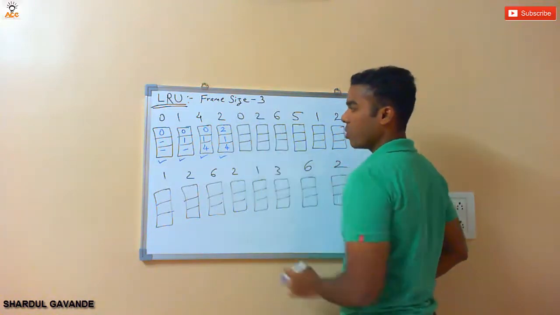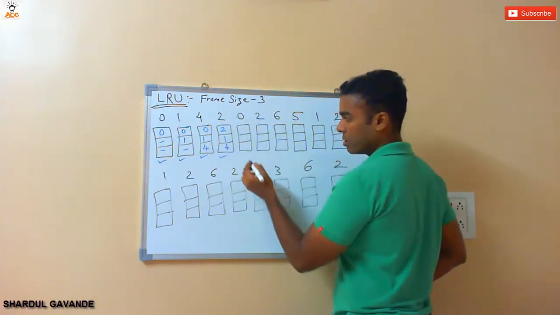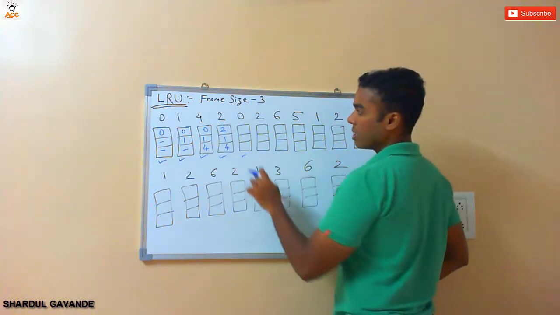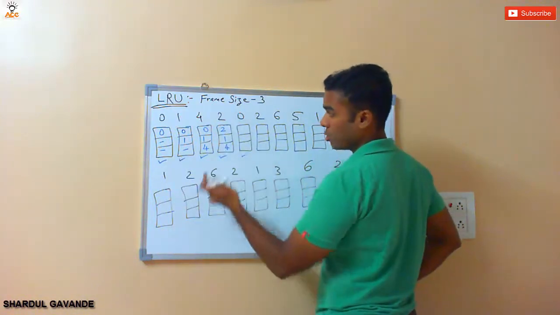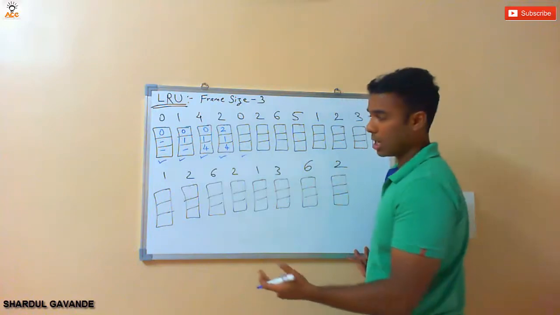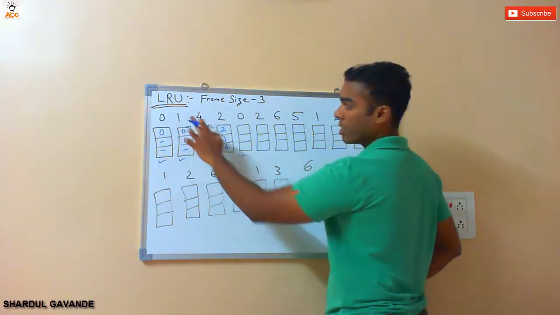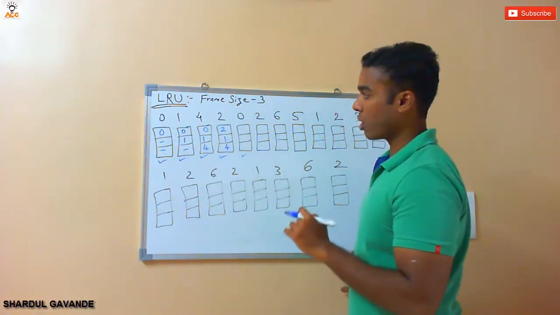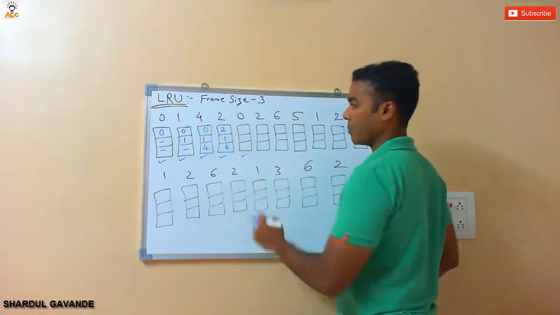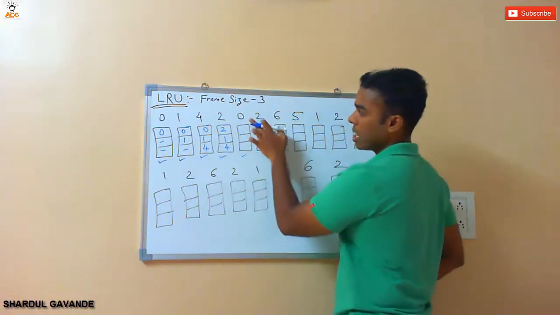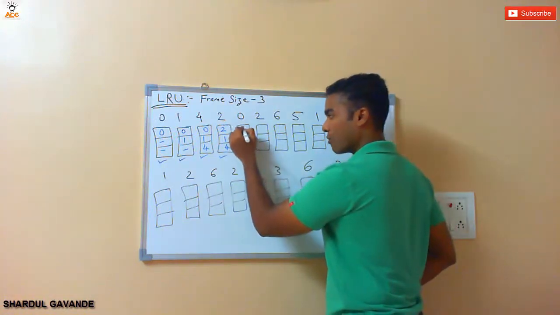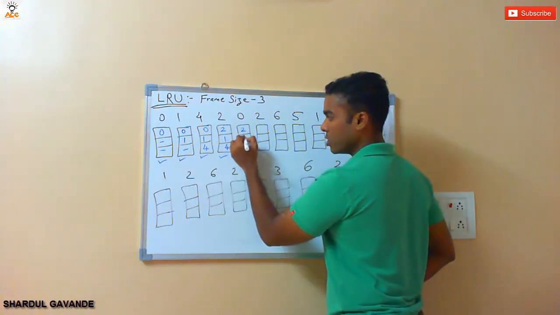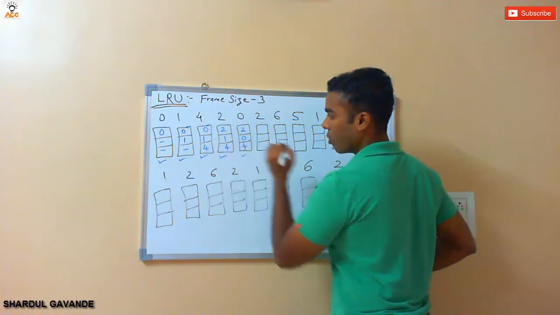Next is 0. We don't have 0 here, so again a page fault, and we check the least recently used number. 2 was recently used, 4 was also recently used, so the number 1 has not been used for the longest time. So we replace 1 with the next page, which is 0. So we have 2, 0 and 4.